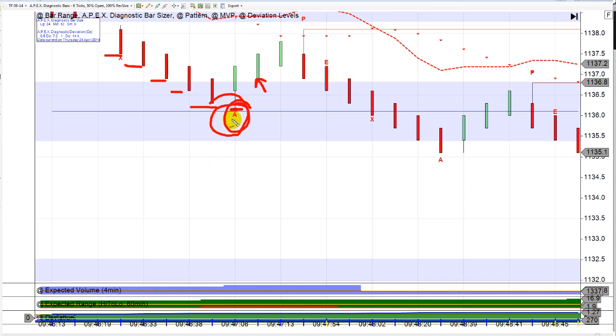Now we got P. P stands for pivot. So P is the highest bar since or including the A bar. Okay? So we got that P bar labeled right there. There it is. It's the highest bar since or including the A bar. They're high, high, high, and a high right there.